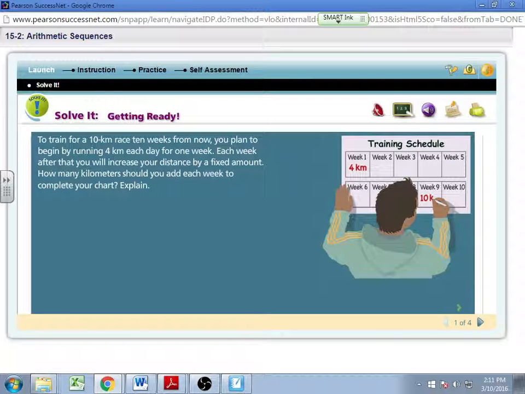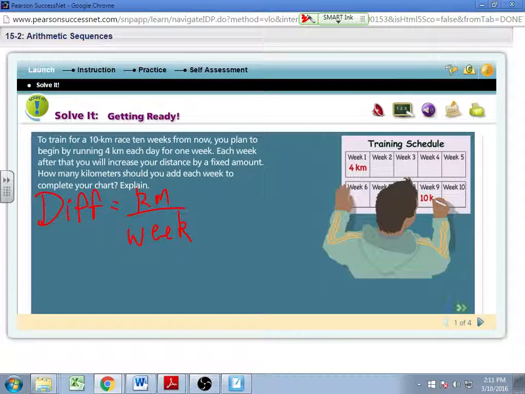I think I have the answer. I don't want just the answer. I want to work us to the answer. If you're increasing, the distance amount is kilometers, and the time amount is week. So we really want to look at that common difference as being the amount of kilometers that you're going to increase per week.